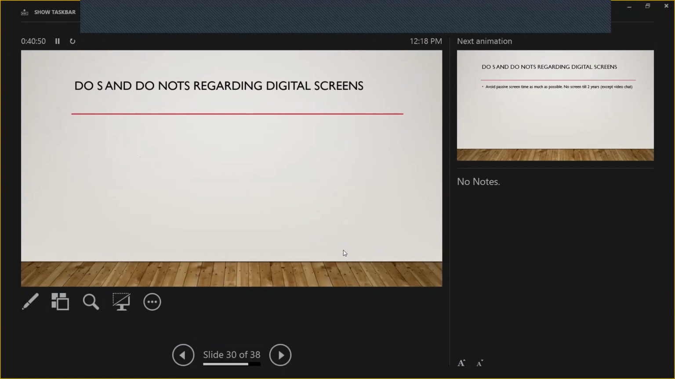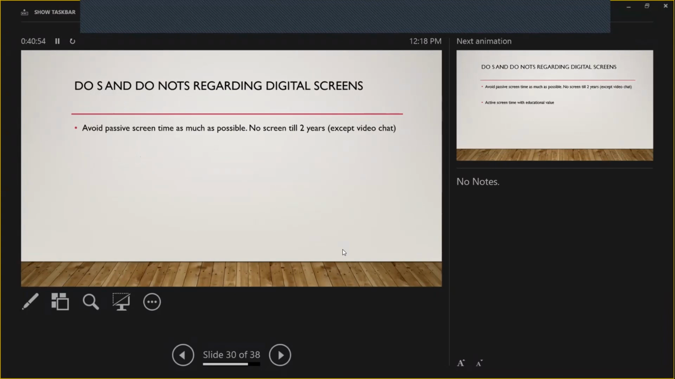Then do's and don'ts regarding digital screens. You have to avoid passive screen time as much as possible. For example, no screen till 2 years. Then active screen time with educational value is okay. But again, maximum 30 minutes per session, 1 hour per day until the child is 5 years old.